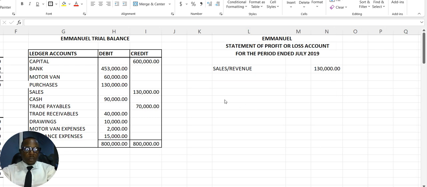All right. The next thing you're going to be doing after you have written your sales is your cost of sales. And your cost of sales involves opening stock, purchases, and closing stock. Let me quickly give us a hint on how to write your cost of sales. Let me write it here.